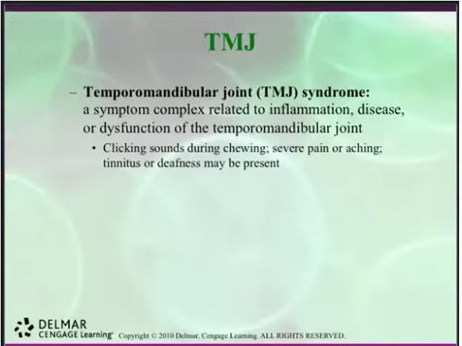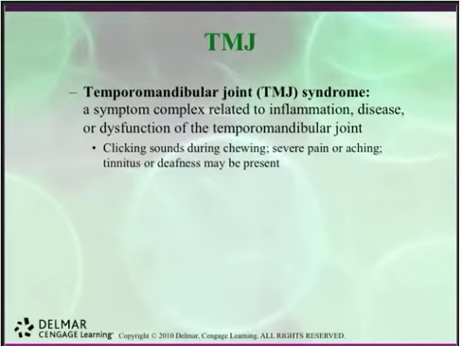Okay, temporomandibular joint syndrome is a symptom of complex conditions related to inflammation, disease, or dysfunction of the temporomandibular joint. Well, what is the temporomandibular joint? It is the articulation between the mandible and the temporal bone. We often see clicking sounds during chewing, severe pain or aching, and tinnitus or deafness can be present. This can also be the result of an abnormal bite known as malocclusion. Occlusion is the relationship of the upper teeth and lower teeth in the mouth when they're closed.